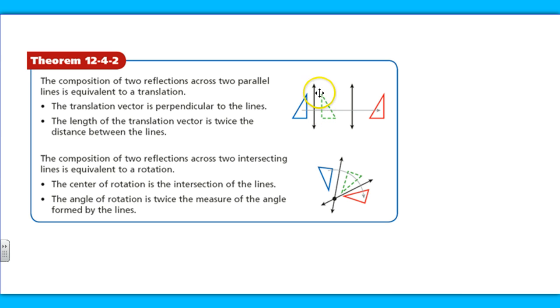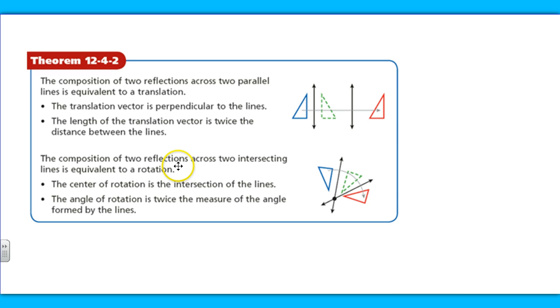See, the vertices are the same distance from this line on either side of the line, right? And then if we reflect across the second line, notice the distance is greater from, let's say, this vertex to the line. But when we go that equivalent distance, we have this image, right? The length of the translation vector is twice the distance between these two lines. Isn't that interesting? So this vector is twice the distance between the parallel lines.